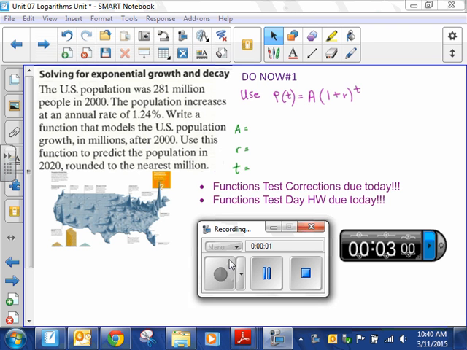Okay, we're going to continue looking at some examples of exponential functions. So here we have the U.S. population was 281 million in 2000. The population increases at an annual rate of 1.24%. Write a function that models the U.S. population growth in millions after 2000. Use this function to predict the population in 2020, rounded to the nearest million.